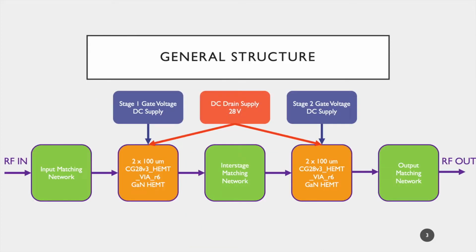Here, the general structure of the amplifier is given. Both stages consist of single 2 by 100 micrometer GaN amps from Cree. RF signal propagates along the horizontal axis. Matching networks were constructed in order to match impedances conjugately for the optimal noise and gain performances. Furthermore, there exist three DC voltage supplies to bias the transistors.